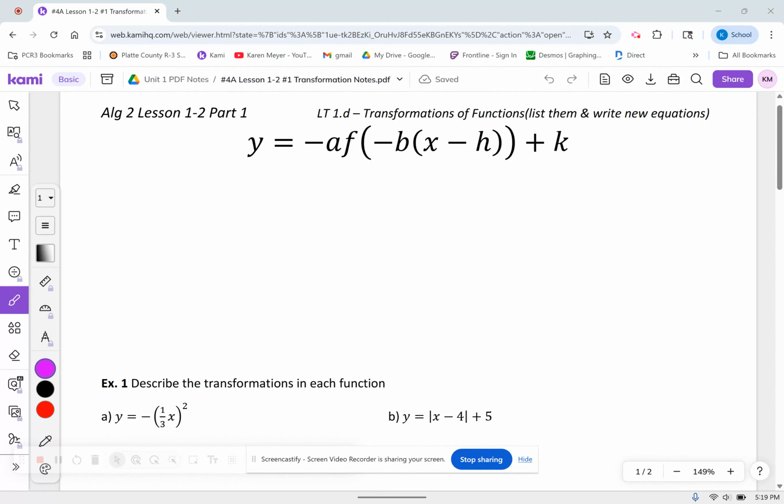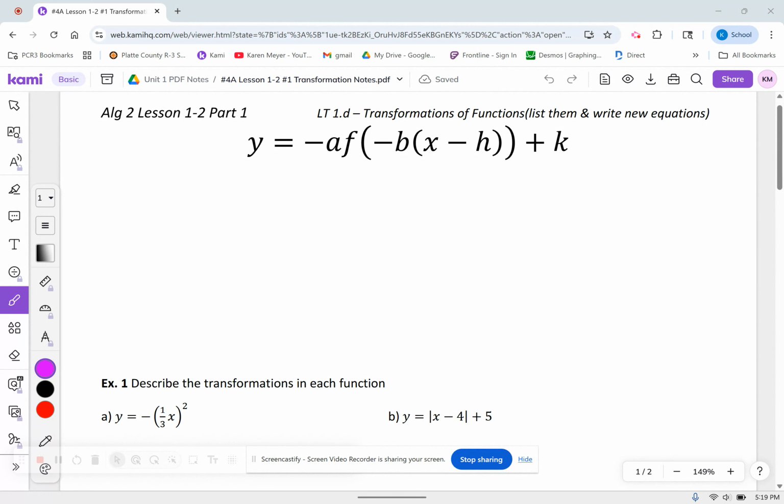So the first thing we need to do is talk about what all the transformations are that can happen to a function. So I have a generic function listed here with a bunch of different letters in it. So let's go over what everything means. Y equals, you don't have to worry about the y equals, or it could say f of x equals. It just depends on whether it's an equation or a function.